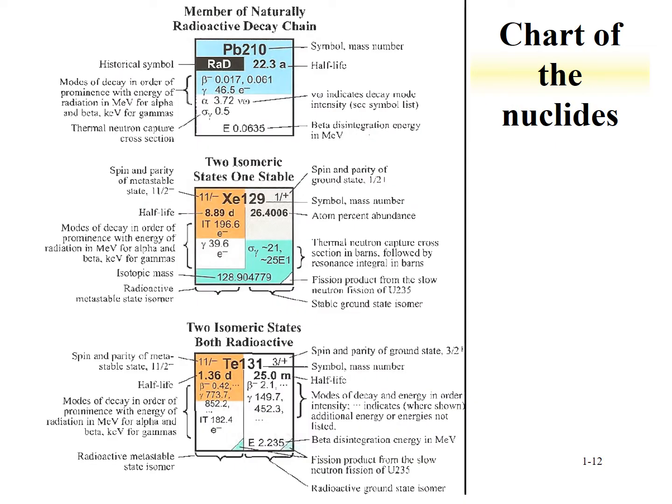Other information is shown here. This is a historic symbol. So lead-210 was also known as radium-D. It was the fourth daughter down from the decay of radium. So historically, you've got this name radium-D. That'll be shown. You'll see some boxes that are split.